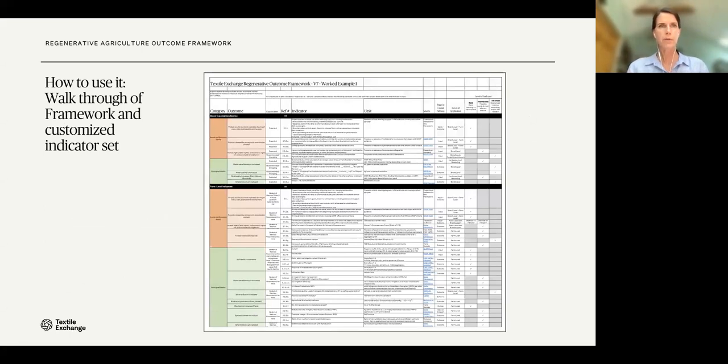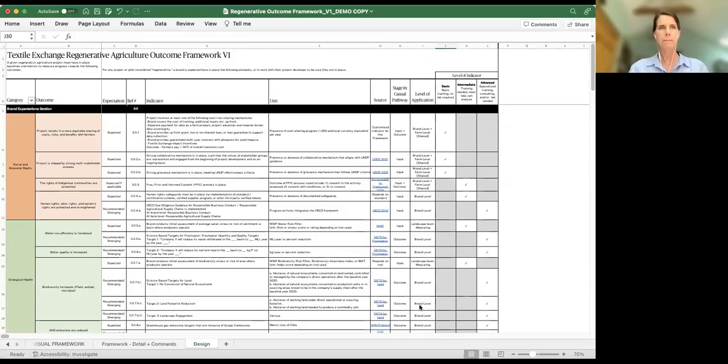So I'm going to switch us over now and take a look at that detailed Excel and just give a quick walkthrough of a hypothetical way of using this to create a customized indicator set. So bear with me while I switch over my share. Okay. So right now we are looking intentionally at a zoomed out version of the Excel framework. Just want to give a quick tour and highlight a couple of elements.